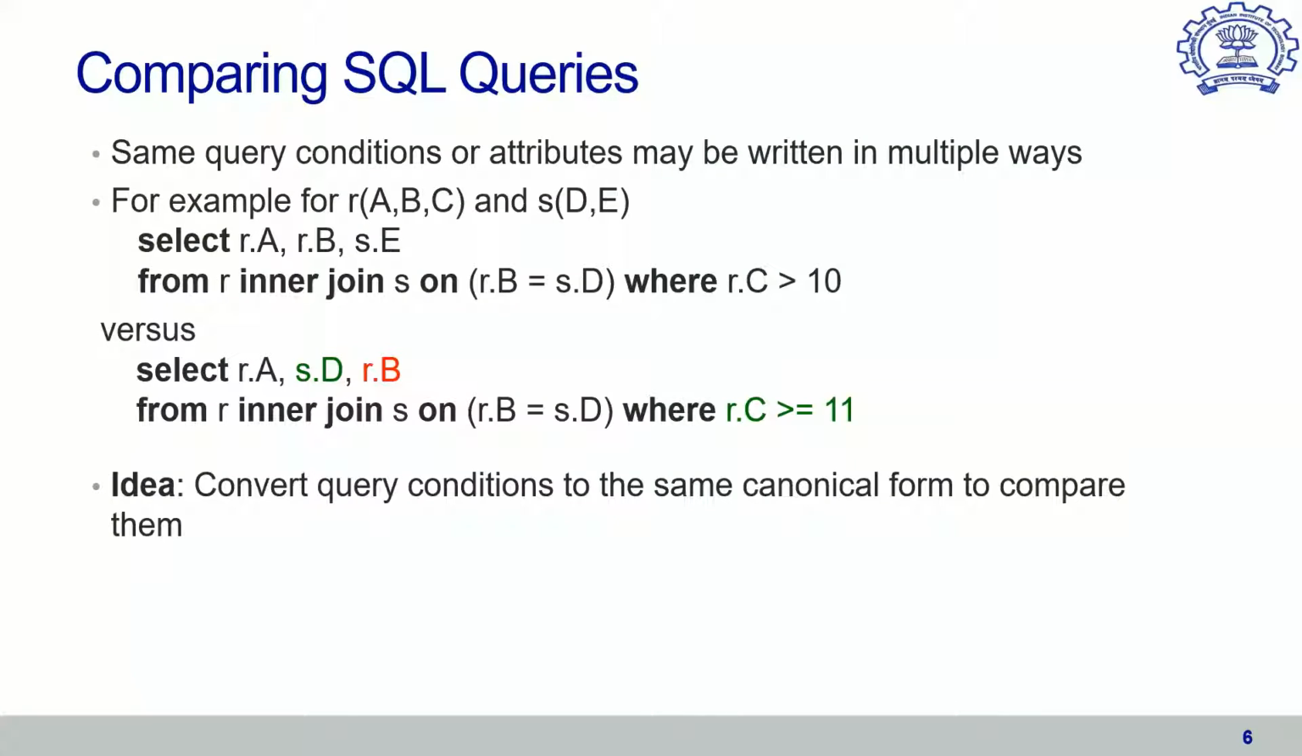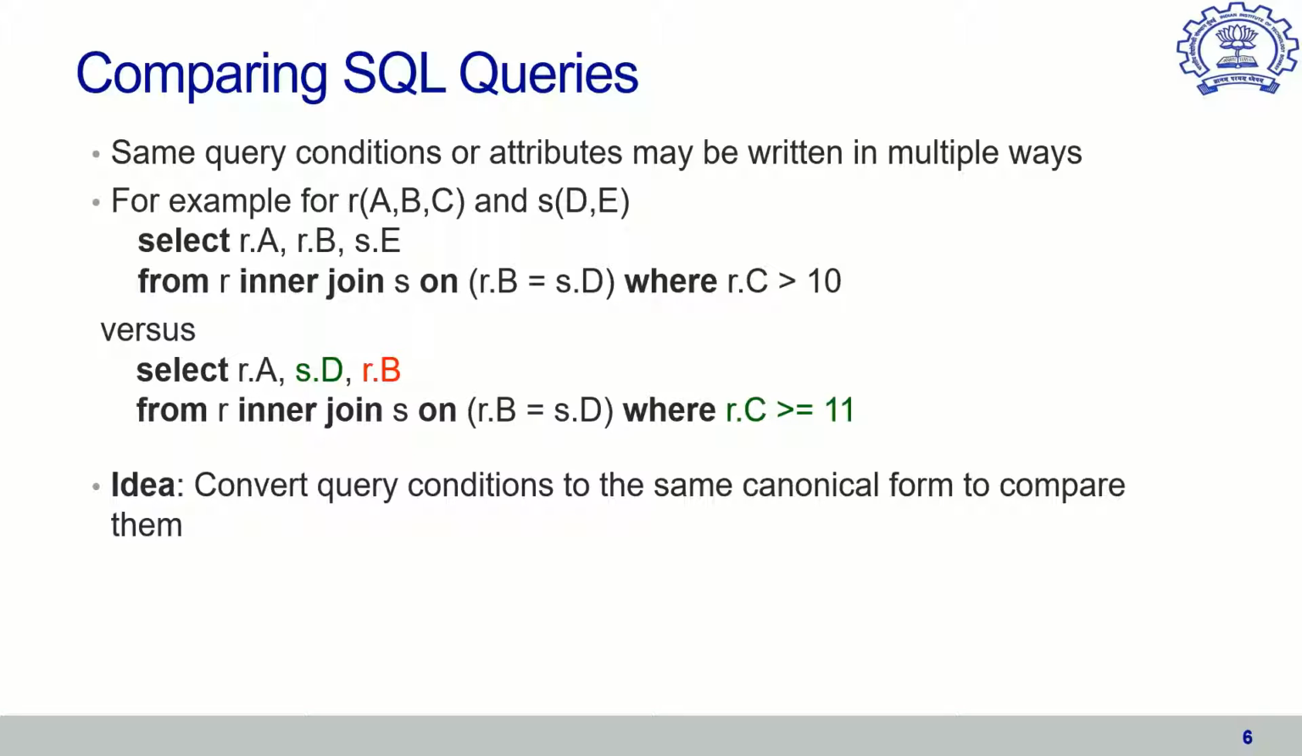In this paper, we look at awarding partial marks based on the difference between SQL queries. However, comparing SQL queries is not a trivial task. In an SQL query, the same query condition may be written in multiple ways. Consider the two queries shown here. There are three differences in the two queries as marked.